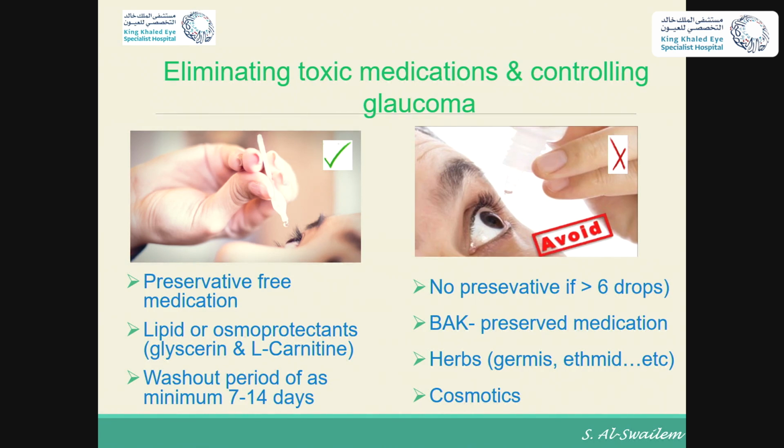in order to suppress the eye inflammation. Toxic medications really are very important to eliminate from the surface, because they contribute to damage of the healthy epithelium, and they also kill the stem cells, the progenitor cells. So it's advised to use preservative-free medications on these compromised surfaces. You may elect to use lipids or osmoprotectants, and in certain conditions we do something called a washout period. When patients come to our clinic with a bag of medications, we stop all the medications for a couple of days, relieve the ocular surface, and then start again. As a rule of thumb, if the patient is using more than 6 different bottles, it's better to use preservative-free and try to avoid the bag.